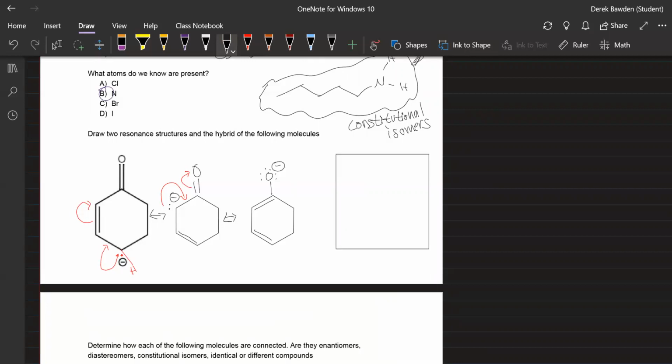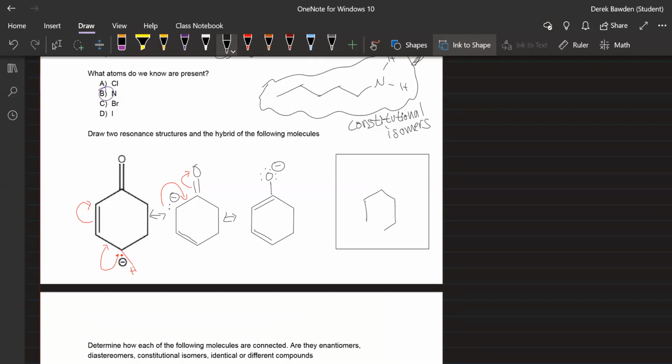Any questions on how I got that? Again, just follow those simple steps. What's unhappy and how can I fix it? Are we going to want to move electrons towards it, away from it? Those are the simple steps you got to go through. If it's negative, you want to move electrons away from it. If it's positive, you want to move electrons towards it. Cool. So now we need to draw the hybrid.